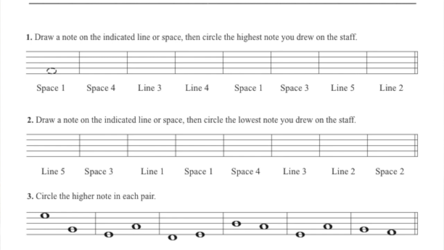For number 3, circle the higher note in each pair. Let's do the first one together. We see 2 notes on that first staff there, and we want to circle the higher note. So obviously we're going to circle the first note because that note sits higher or above the next note.